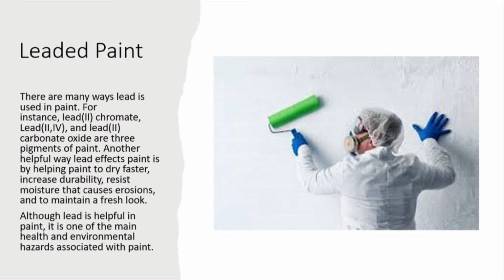Leaded paint. There are many ways lead is used in paint. For instance, lead chromate, lead, and lead carbonate oxide are 3 pigments of paint. Another helpful way lead affects paint is by helping paint to dry faster, increase durability, resist moisture that causes erosion, and maintain a fresh look. Although lead is helpful in paint, it is one of the main health and environmental hazards associated with paint.